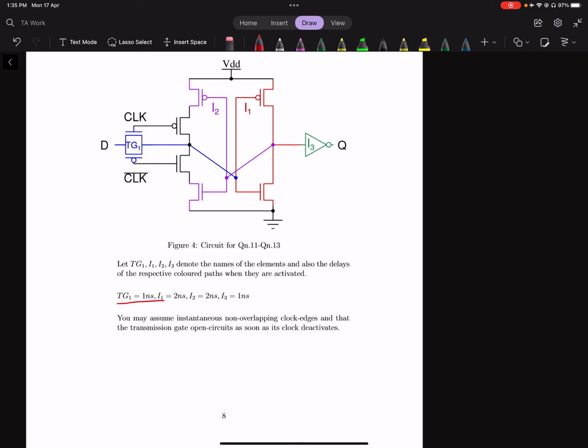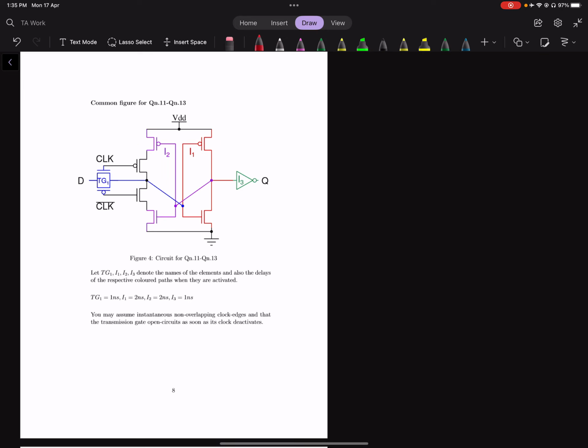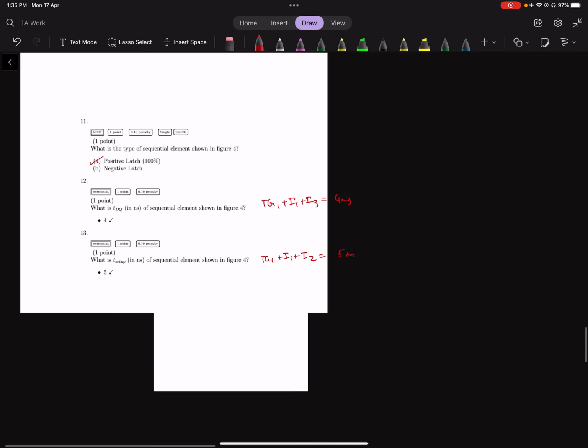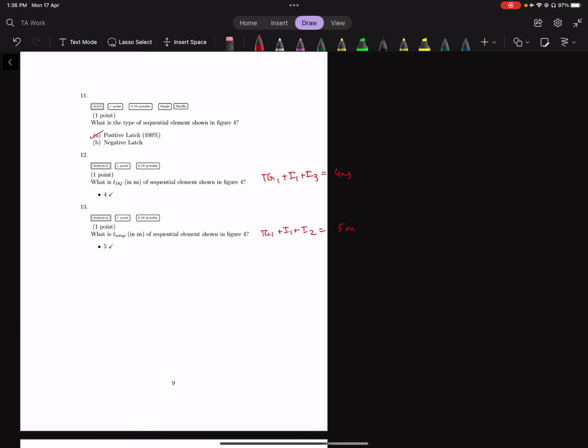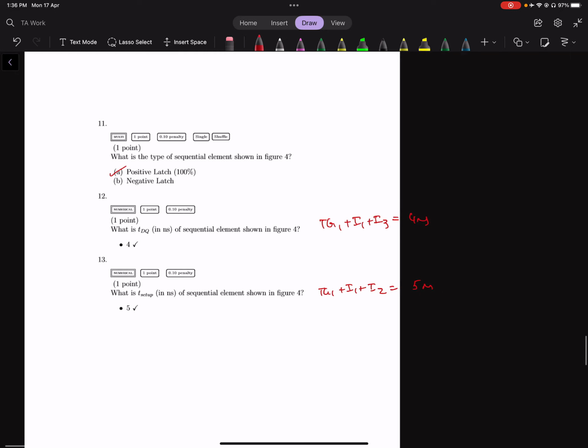The delays of these elements are given over here. Based on these, we have to assume that there is an instantaneous non-overlapping clock edge. So if this is clock, then this is clock bar. It's instantaneous, we assume, and we go ahead and try to answer questions 11 to 13. So question 11, what is the type of sequential element? It is a positive latch.